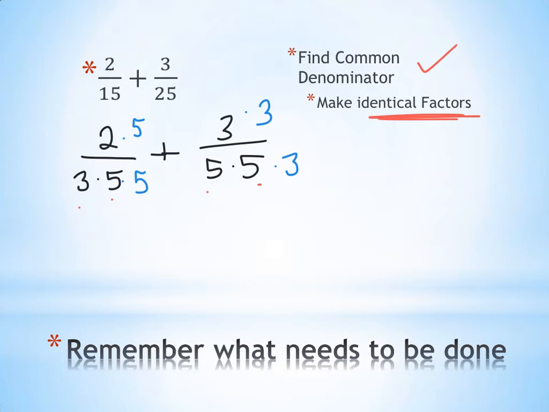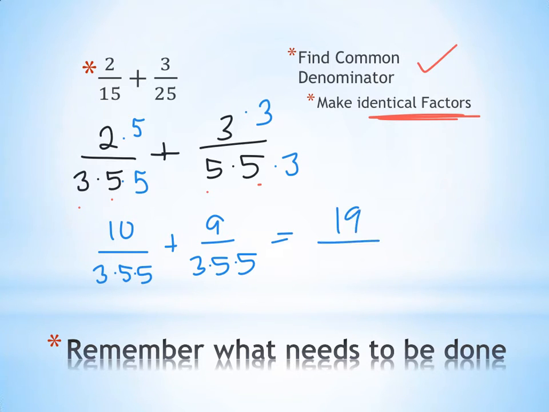The idea that we're going with is still the same, but it's going to be important that we look at things in terms of their factors instead. And so this would be 10 over 3 times 5 times 5 plus 9 over, well, we can write it in the same way, 3 times 5 times 5. We're adding them together, and then we get 19 over 3 times 5 times 5.